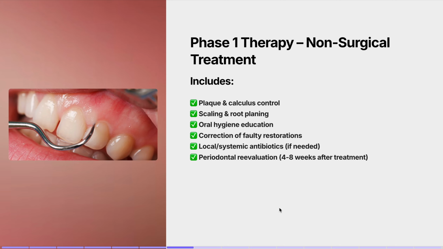Scaling and root planing are performed, and local factors like overhanging restorations are corrected or removed. After 4 up to 8 weeks, we reassess healing and improvement in periodontal health.